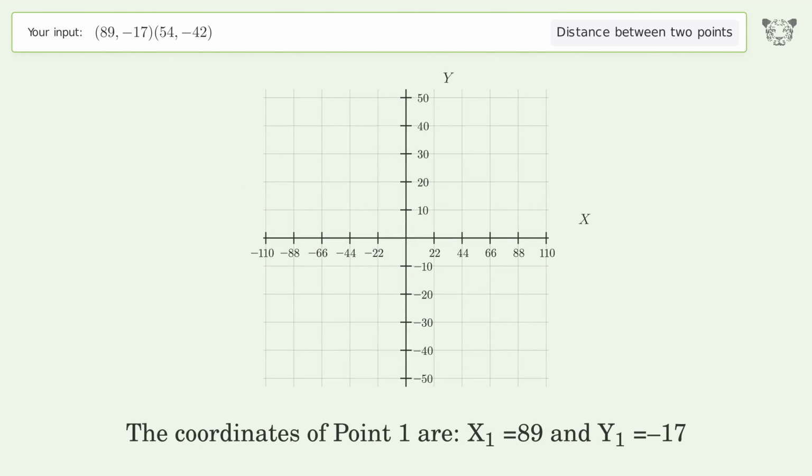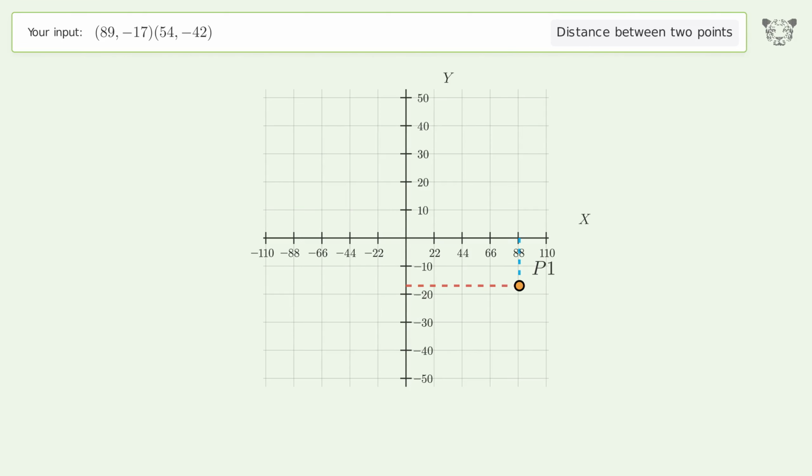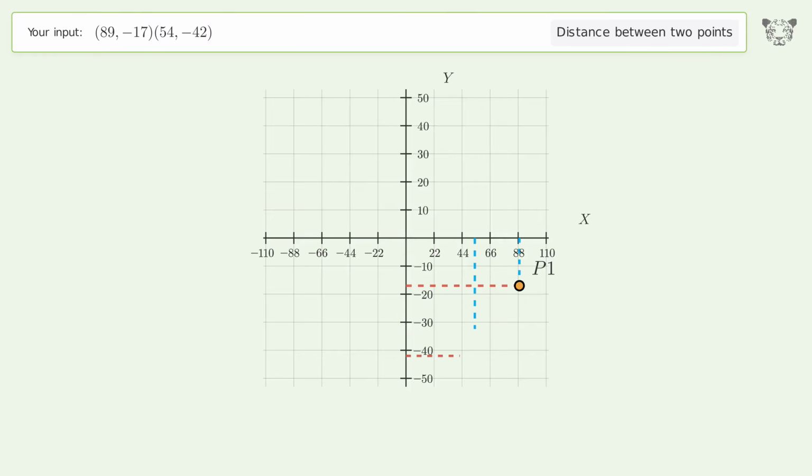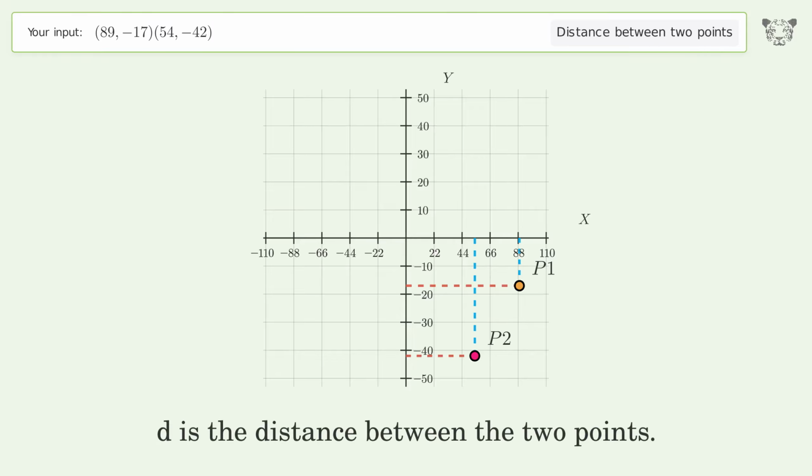The coordinates of point 1 are x1 equals 89 and y1 equals negative 17. The coordinates of point 2 are x2 equals 54 and y2 equals negative 42. D is the distance between the 2 points.